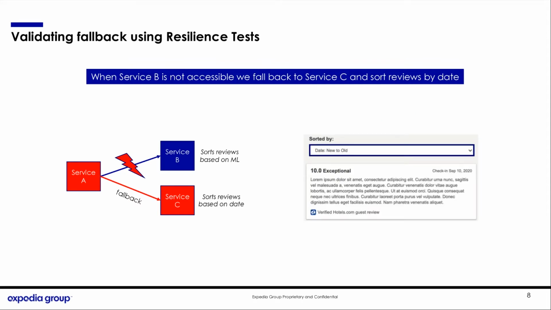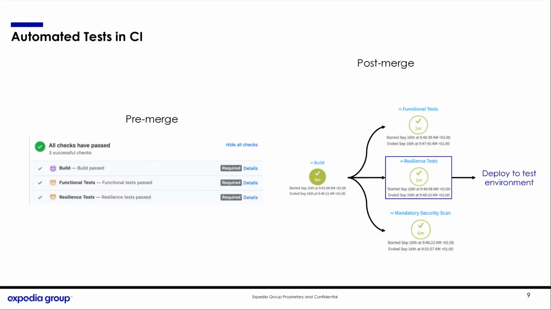And if we could tie all that to a user interface, what we would expect to see in the UI would be, as we said earlier, the reviews now sorted by date because we are calling our fallback. So writing these resilience tests is just one part of the solution. Another big part is to make sure that these tests are running on a continuous basis.